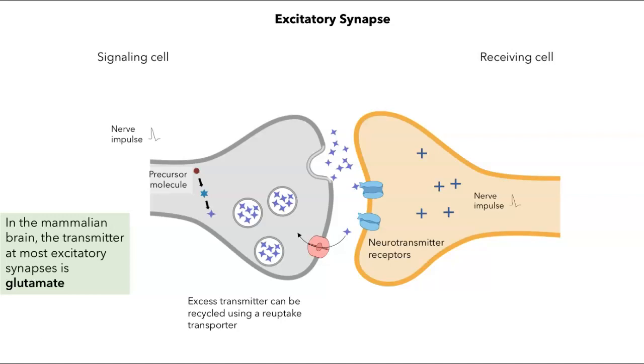The last thing I'm going to tell you about this is that although there are lots of different neurotransmitters, in the mammalian brain, the neurotransmitter at most excitatory synapses is a particular chemical. It's called glutamate. This is one of the two most common signaling molecules in the brain.